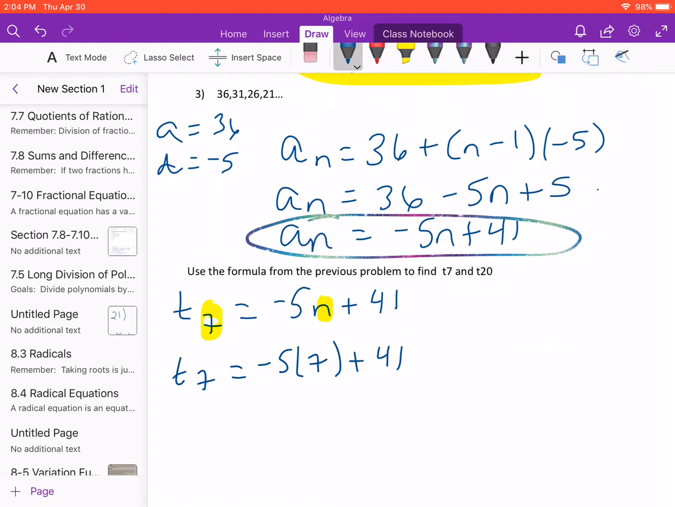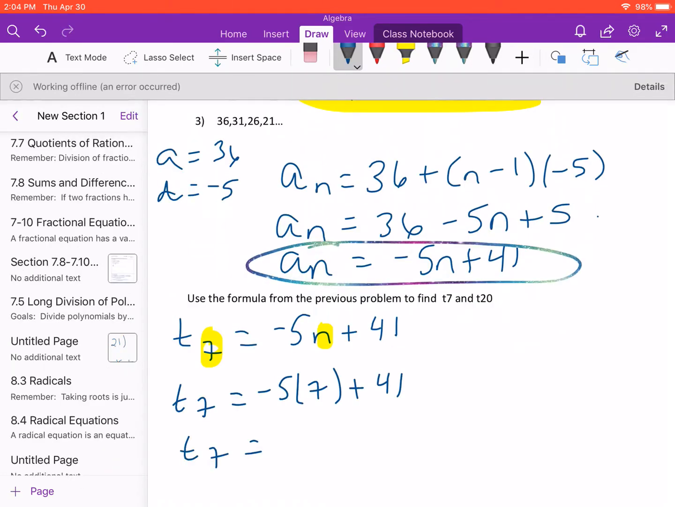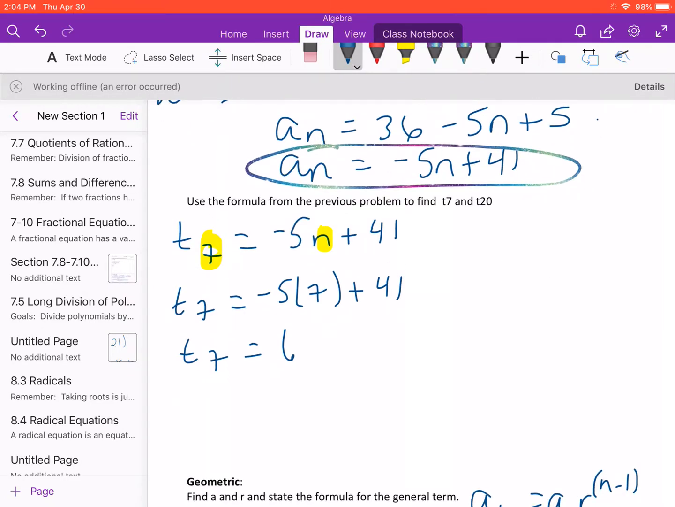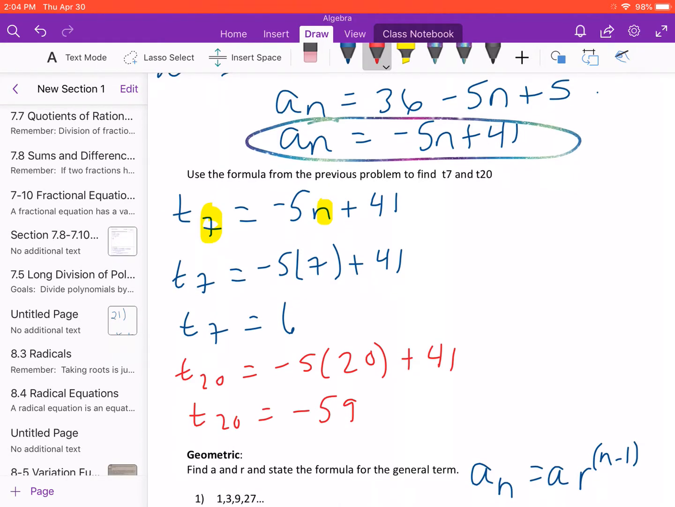And now you just need to watch your signs. And -5 times 7 is a -35 plus 41. T sub 7 is going to be equal to +6. And the next one, it says find t sub 20. Easy enough. So we're going to take t sub 20 equals -5 times 20 plus 41. That's -100 plus 41. So t sub 20 is going to be equal to -59. So that means in that sequence, the 20th value is a -59.